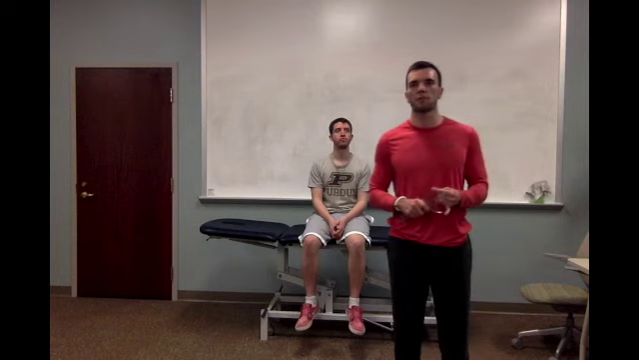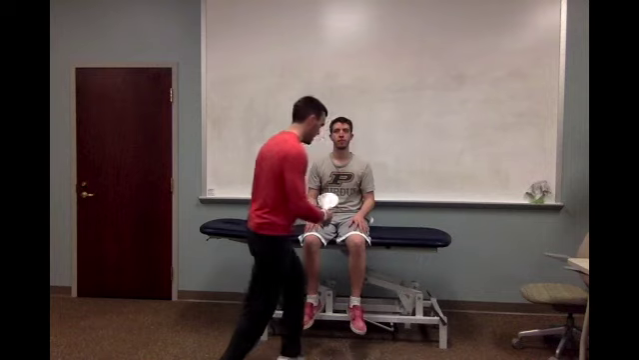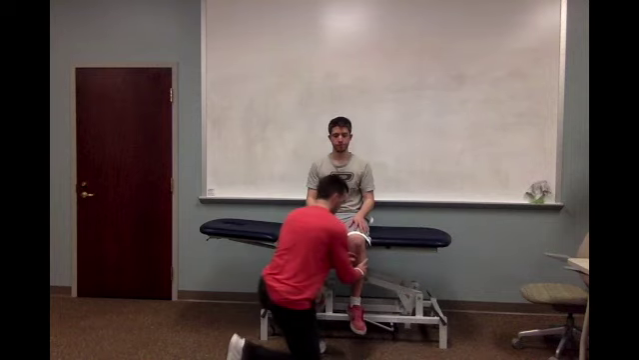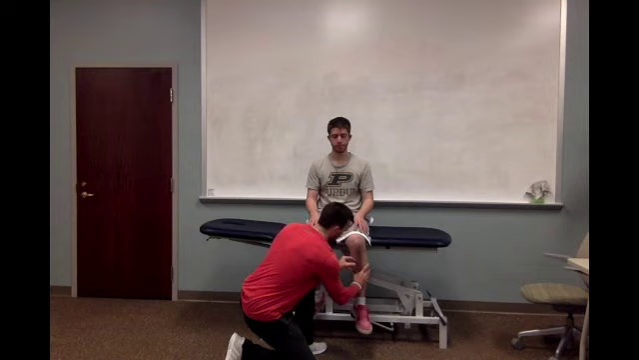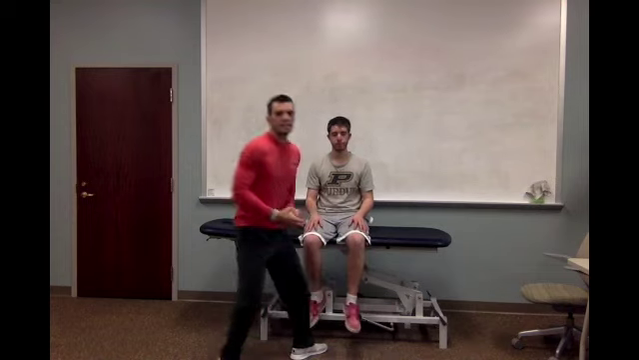The final 2 items you're going to find within the objective portion of your examination, and this includes at least 1 hypomobile segment in the lumbar spine, as well as hip internal range of motion greater than 35 degrees, and I will demonstrate how to measure hip internal range of motion right now. And he has about 30 degrees.